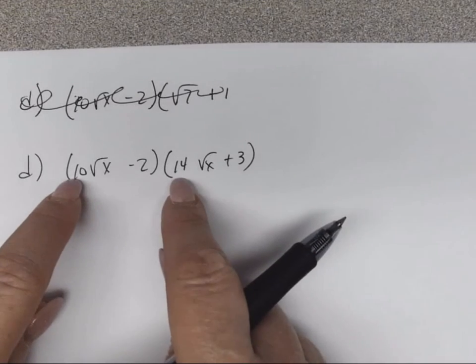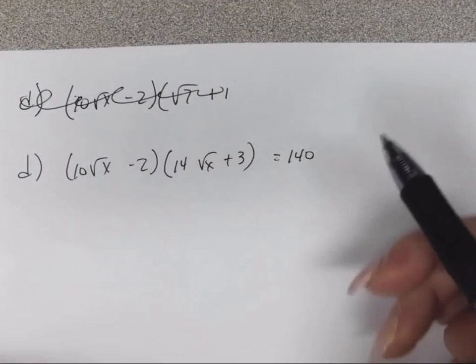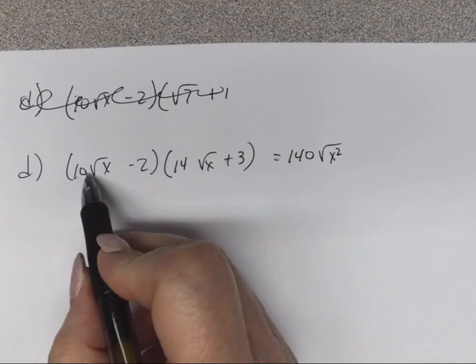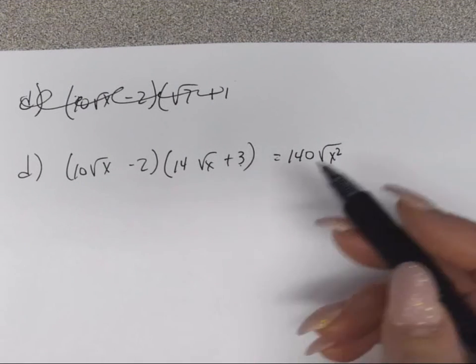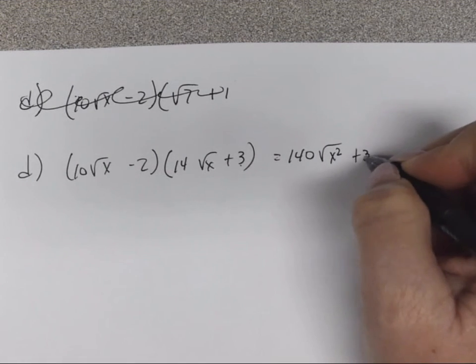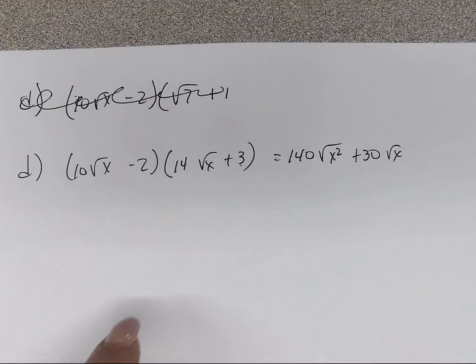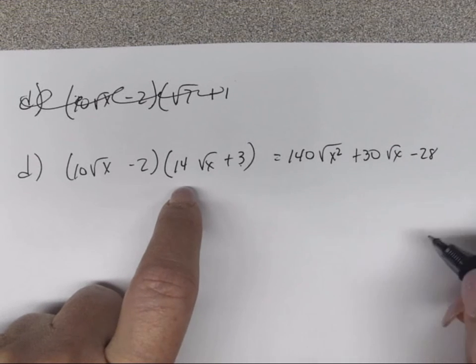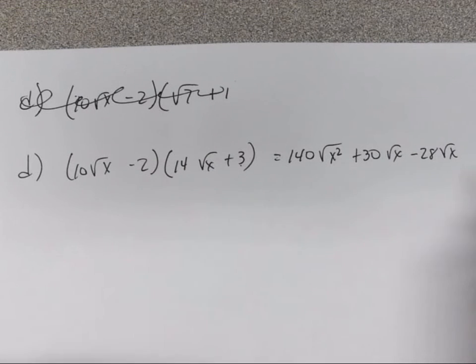We have 10 times 14, get us 140. Square root of x times the square root of x will be the square root of x squared. 10x square root of x times 3 would get us 10 times 3 would be 30 square root of x. Our next term is negative 2 times 14, so minus 28 square root of x. And negative 2 times 3 would be negative 6.